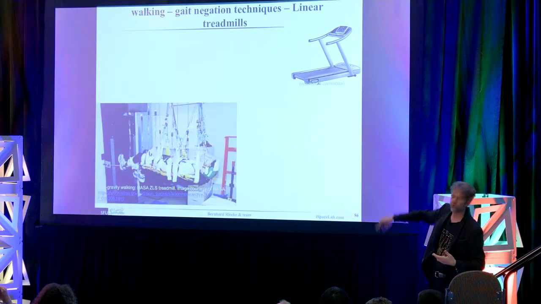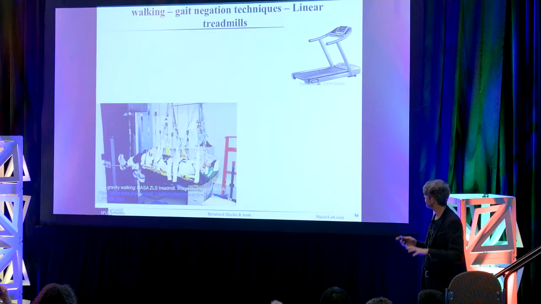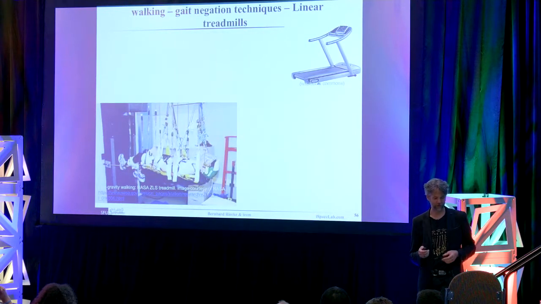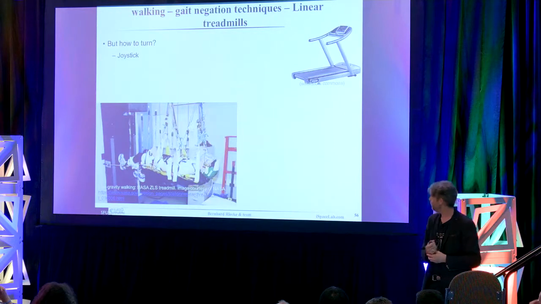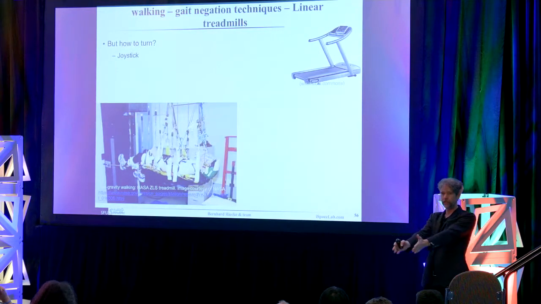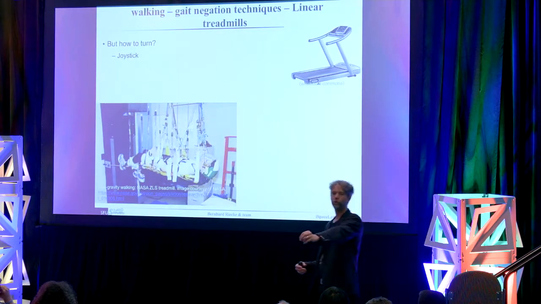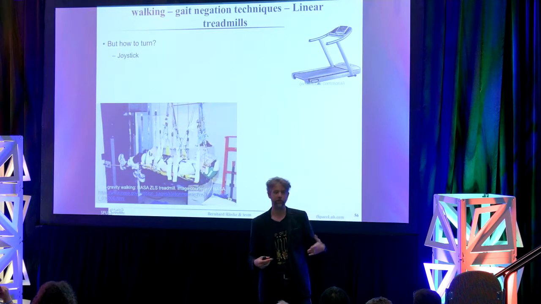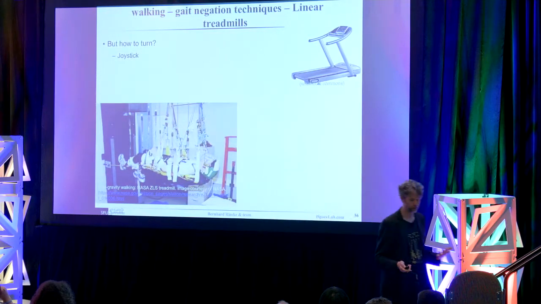You can also do them for zero gravity and low gravity. So there's a whole lot of different research going on in how to do these. One of the big questions, of course, with linear treadmills is, yeah, they work great as long as you're only going forwards, but how do you actually turn? And how do you really create a believable rotation?